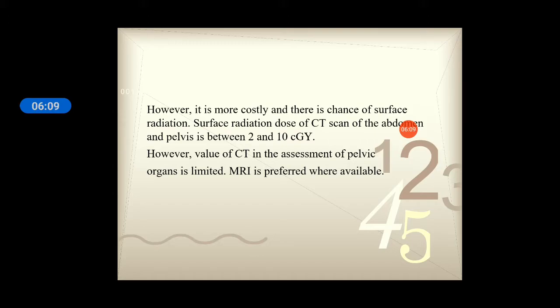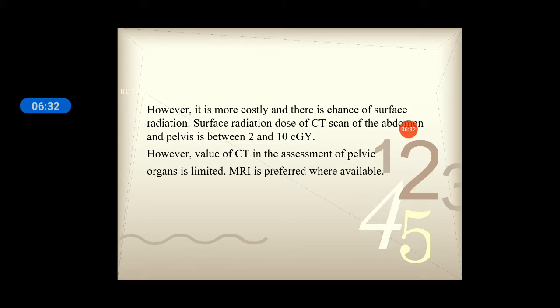Surface radiation dose of CT scan of the abdomen and pelvis is between 2 and 10 cGy. cGy is a centigray. Centigray is the unit of radiation. However, the value of CT in the assessment of pelvic organs is limited. MRI is preferred where available because of the radiation hazard and the cost.